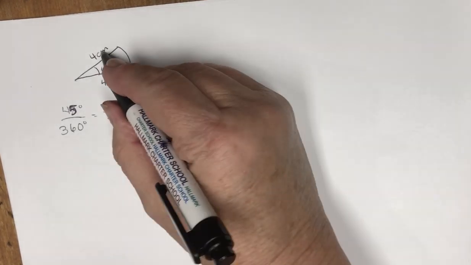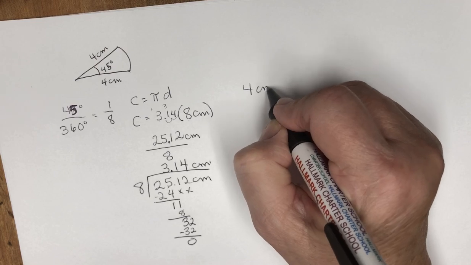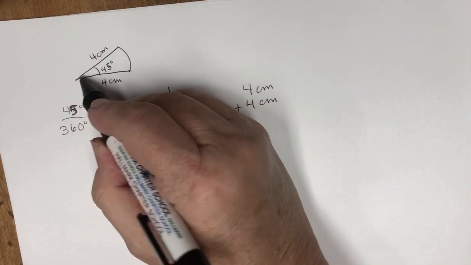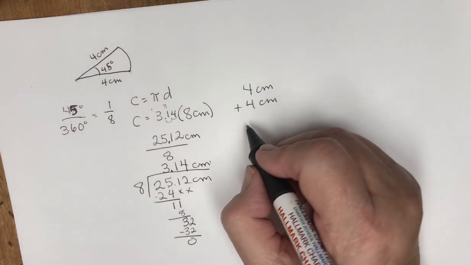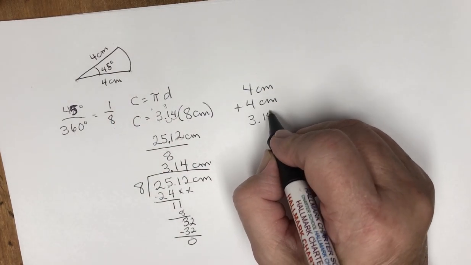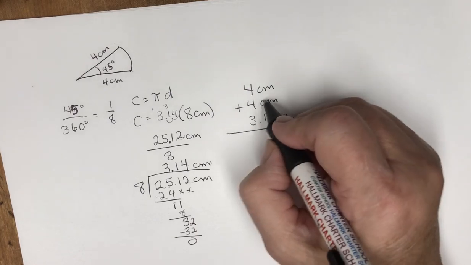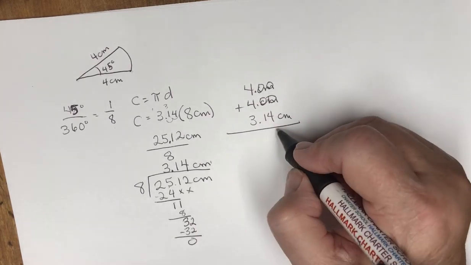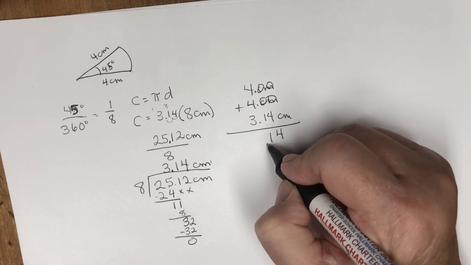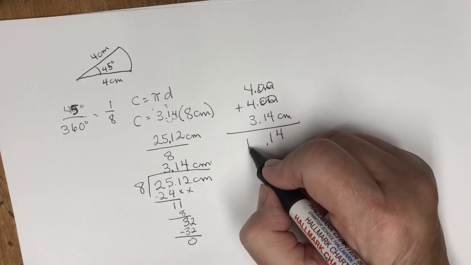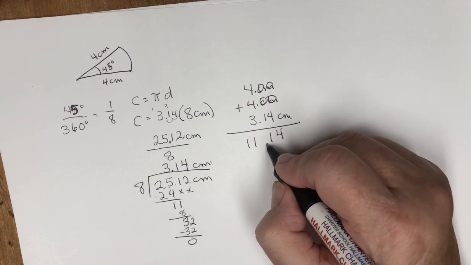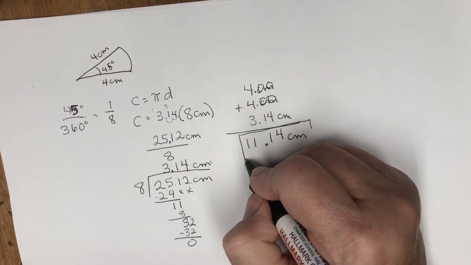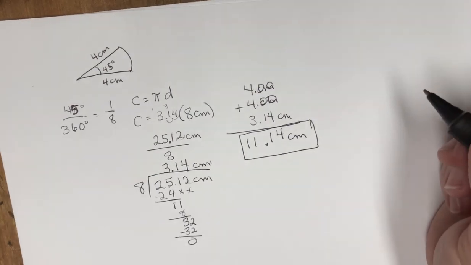So we have 4 centimeters plus 4 centimeters, because that's each of the sides, plus the arc, which was 3.14 centimeters. 4, 8, and 3 is 11. So it should be 11.14 centimeters is your perimeter. And that's how you got there.